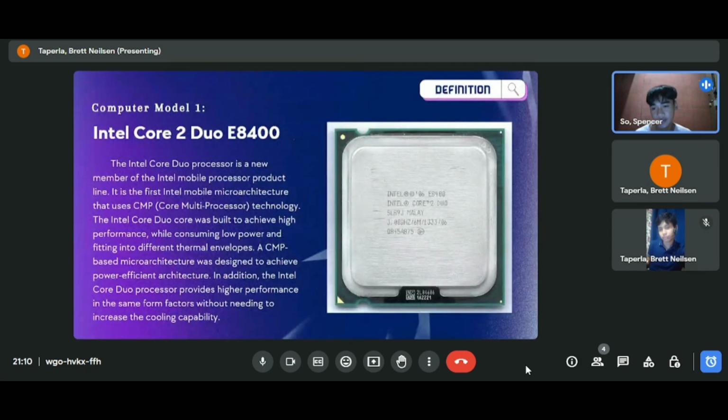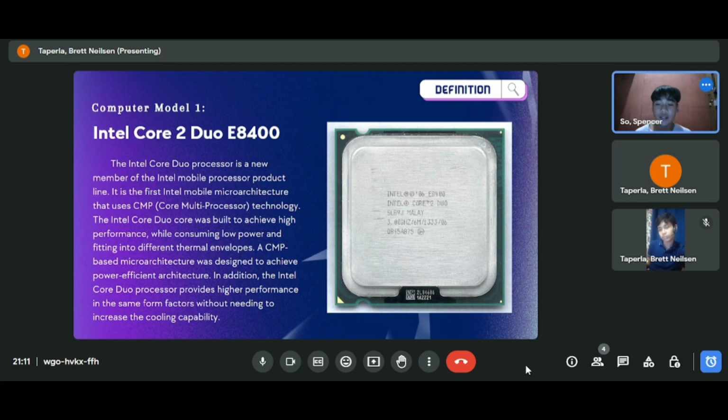So, first is the Intel Core 2 Duo E8400. The Intel Core Duo processor is a new member of the Intel Mobile Processor product line. It is the first Intel Mobile microarchitecture that uses CMP or Core Multiprocessor technology. The Intel Core Duo was built to achieve high performance while consuming low power and fitting into different thermal envelopes. So a CMP-based microarchitecture was designed to achieve power-efficient architecture.